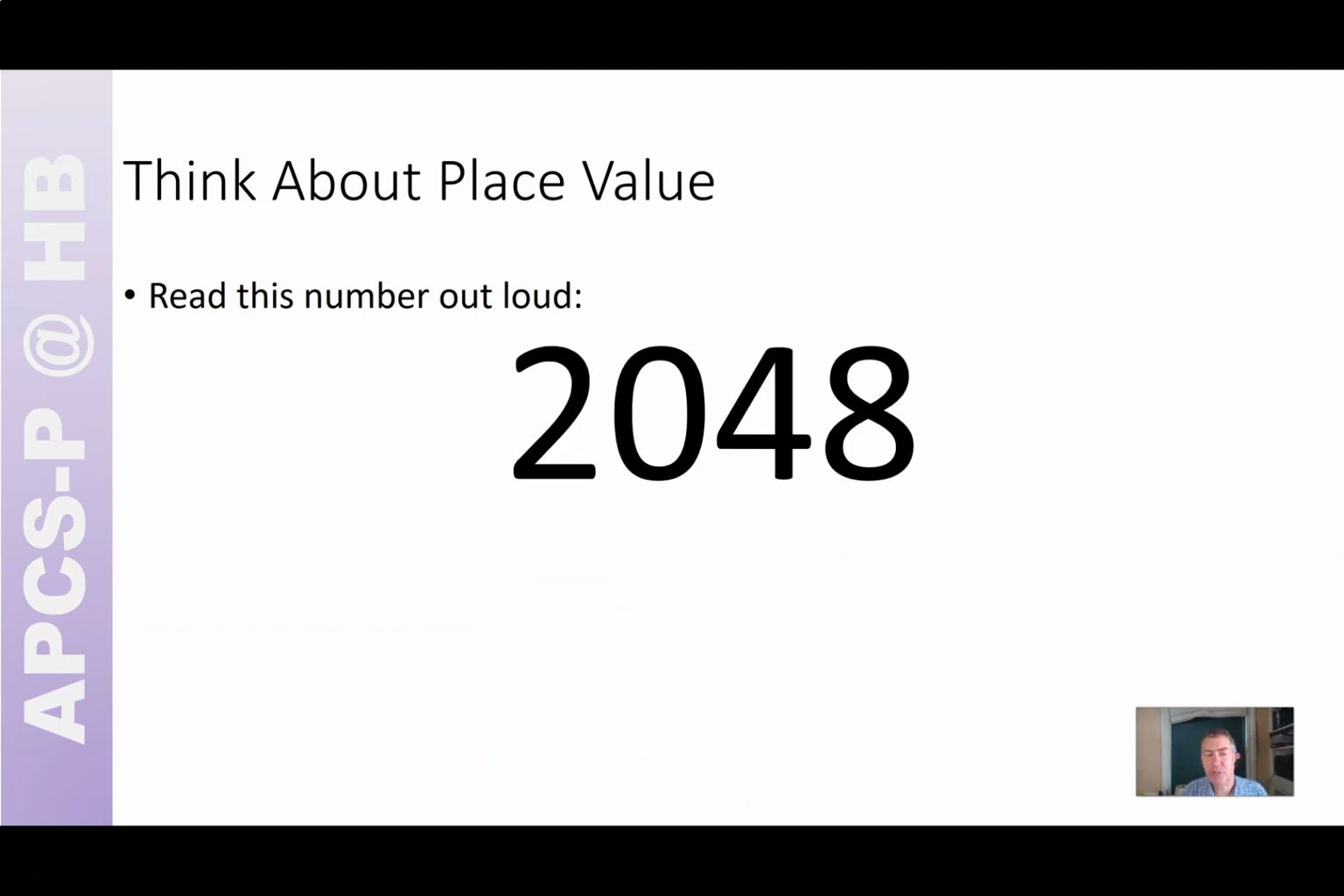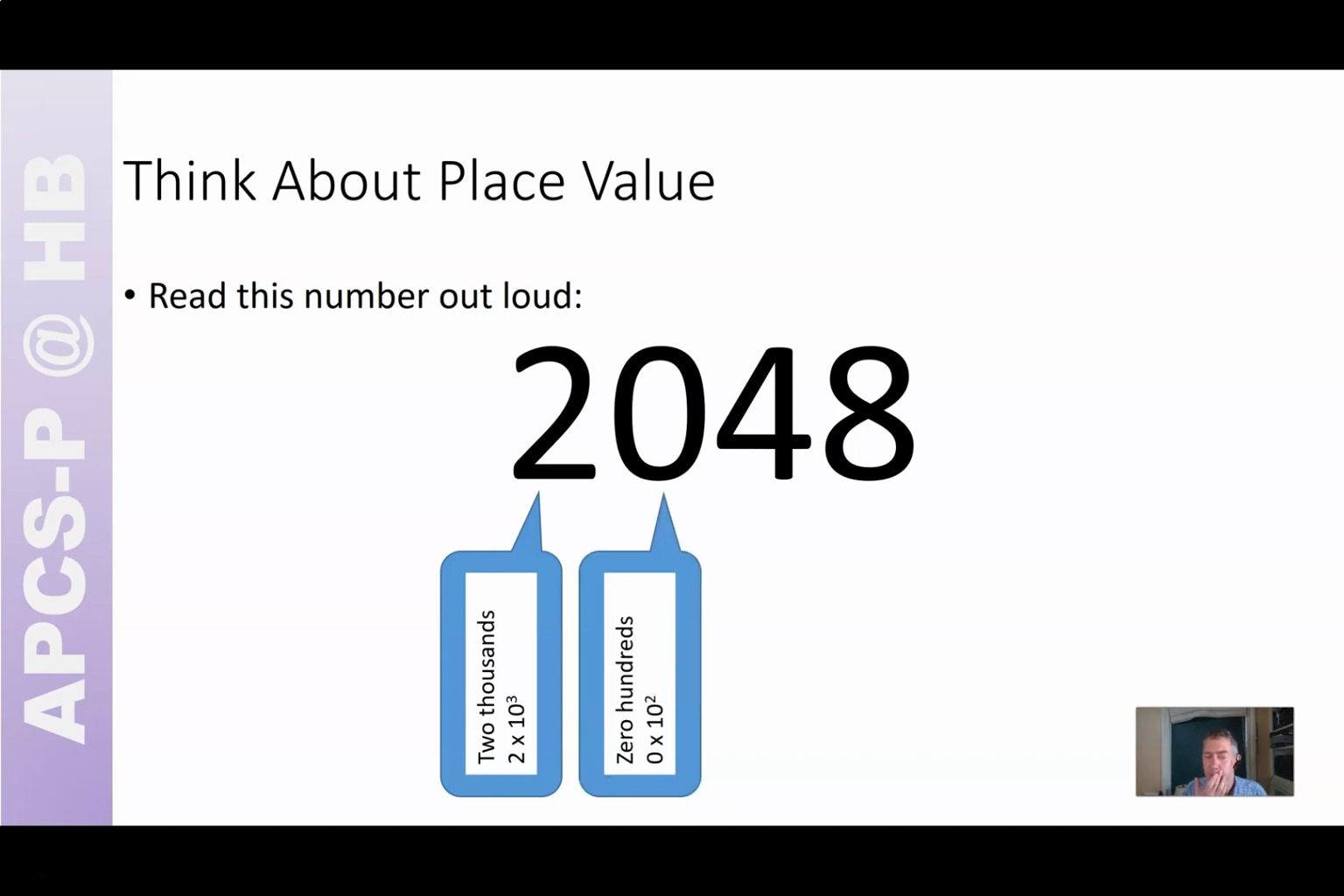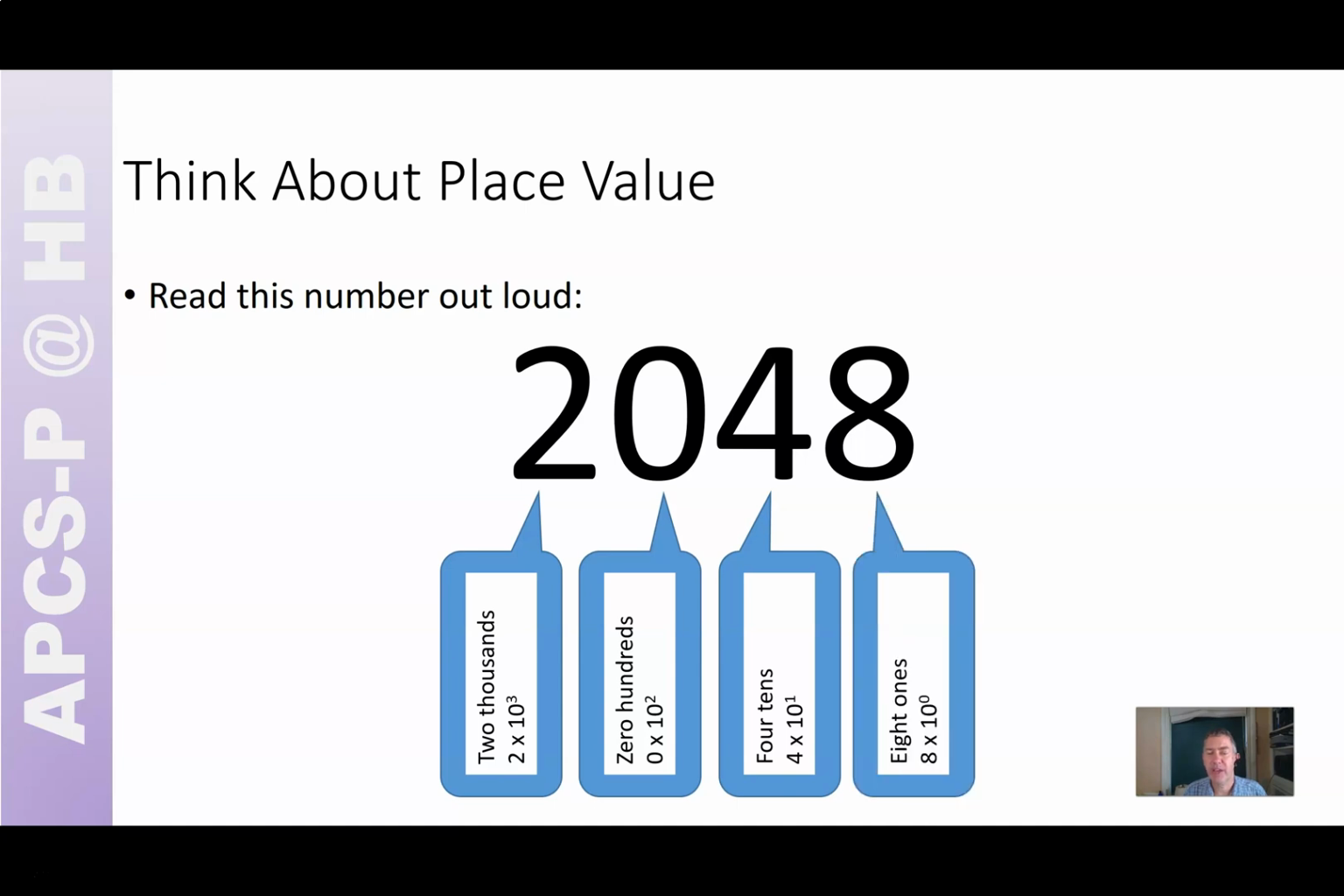This number, 2048. Read it out loud. You said 2000s. You didn't say anything about hundreds, most likely. There are no hundreds. 0 times 10 squared, 4 times 10 to the first, and 8 times 10 to the 0. This is base 10, or decimal numbers, the same DEC prefix that you use when you talk about a decade, or a decimeter, or things like that, or a decibel.